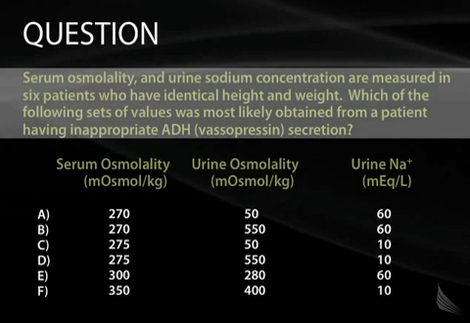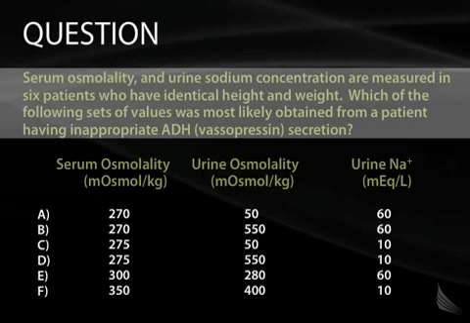So let's try to put these concepts to some practical use by doing some illustrative questions. So question 2 is dealing with a patient who has the following serum osms, urine osms, and the urine sodium that's been listed. And the question is asking which of the following sets of values is most likely obtained from a patient having inappropriate ADH. In other words, the SIADH picture. So they would want us to diagnose by looking at just these values who has SIADH. So is it A through F, which is the right answer?